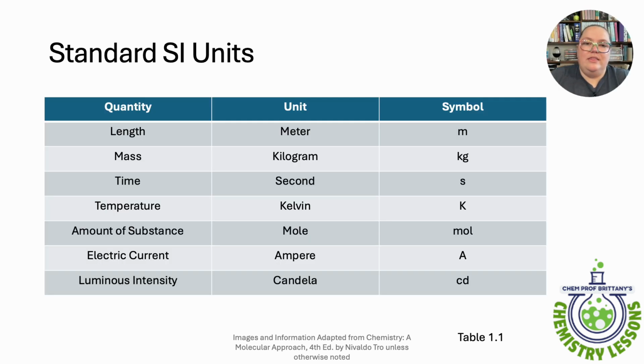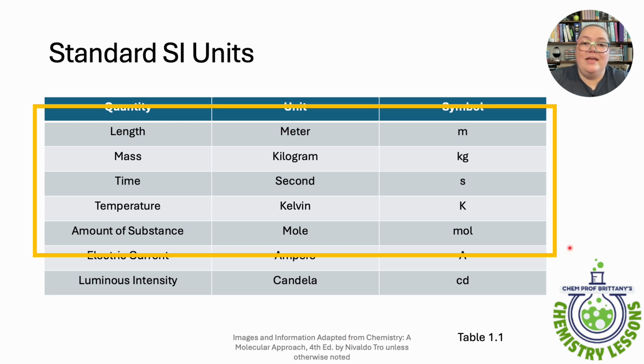Now, the standard units for SI measurements are length, mass, time, temperature, amount of a substance, and electrical current. So, meter, kilogram, second, Kelvin, mole, ampere, and candela. The 5 most relevant to general chemistry are these 5. The other 2 units are more relevant to physics or more advanced chemistry. So for this course, you need to know the meter, the kilogram, the second, the Kelvin, and the mole.